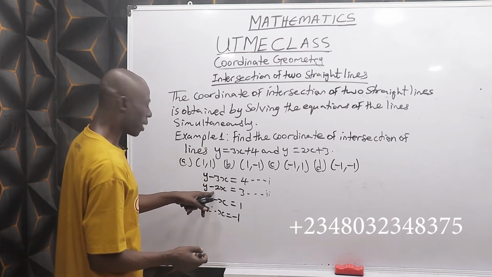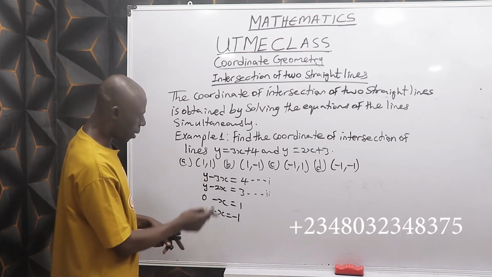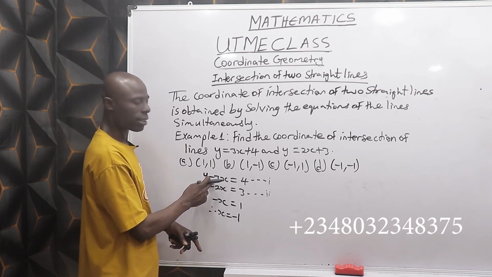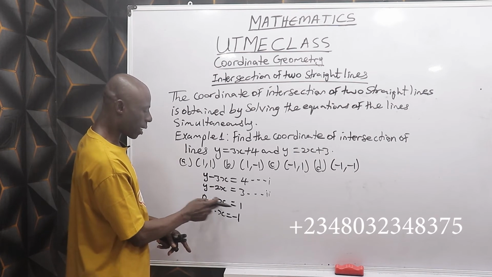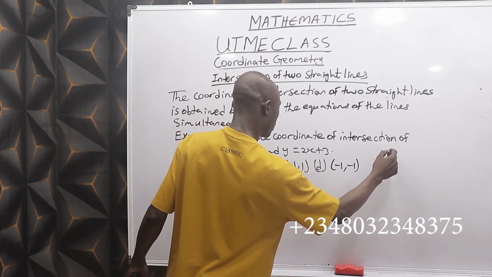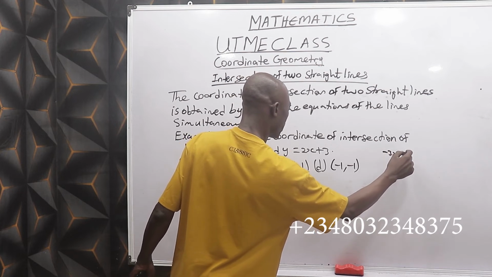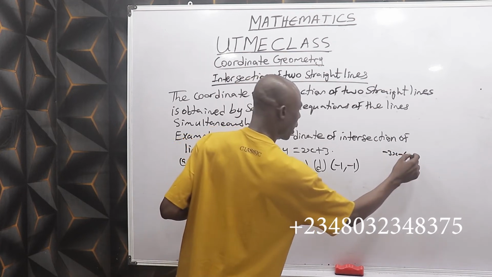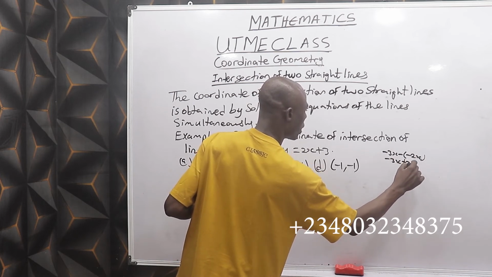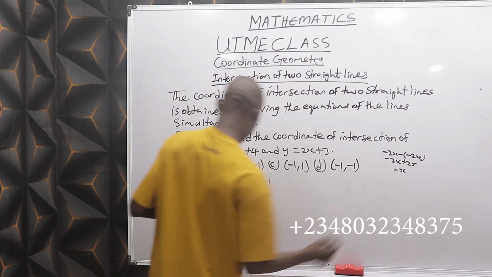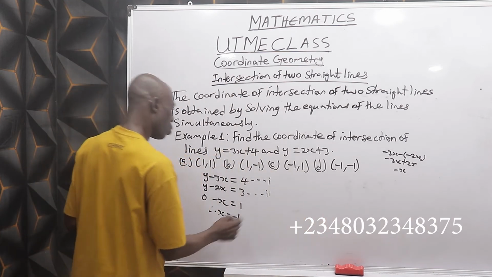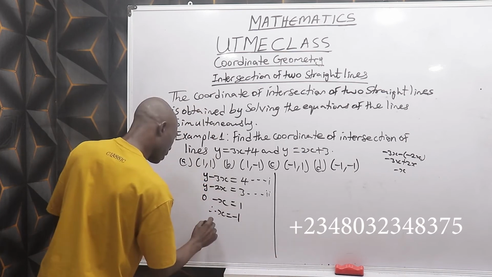Let me explain what I did here. When I subtracted negative 2x from negative 3x, and I say the answer is negative x, what do I mean? This is it. Minus 3x minus minus 2x is minus 3x plus 2x, which is minus x. That is it. Do you understand? Good. So we substitute this.